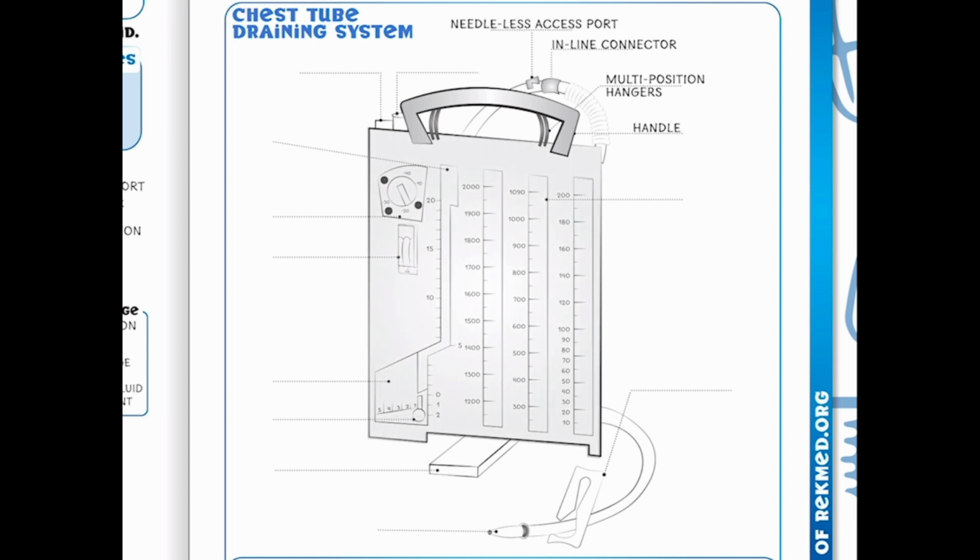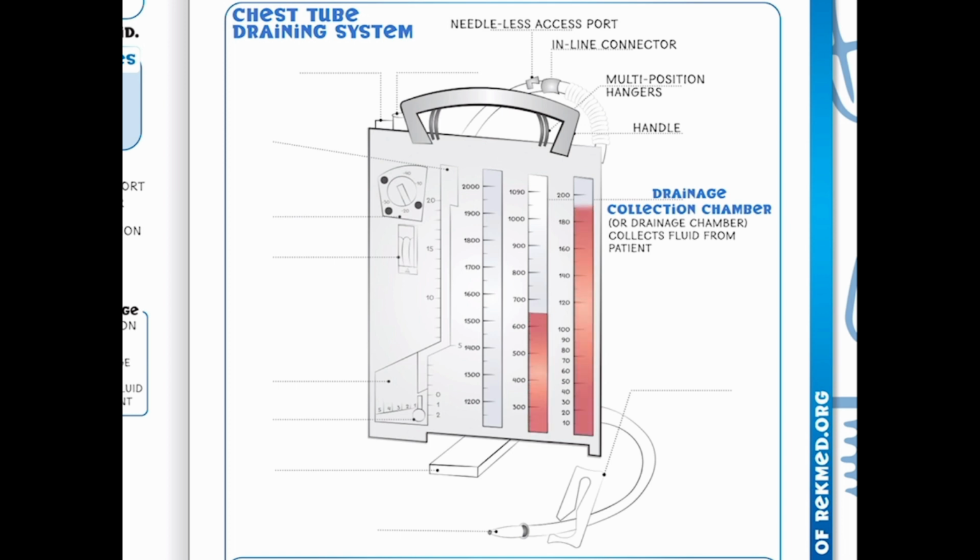And then we have our drainage collection chamber. This is going to collect fluid drained from the pleural space, and it provides us with an accurate measurement of output and assessment of the fluid's characteristics since it's a clear window. We can also monitor how fast our patient's hemorrhaging from their lung as well, so we can feel confident if they need to go back to surgery or not.